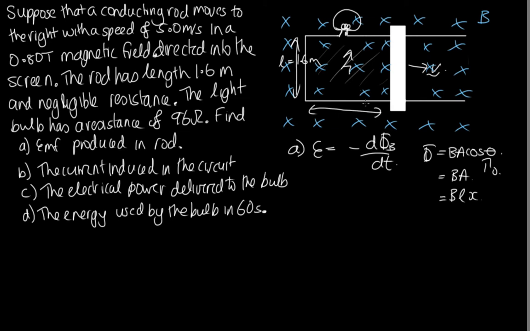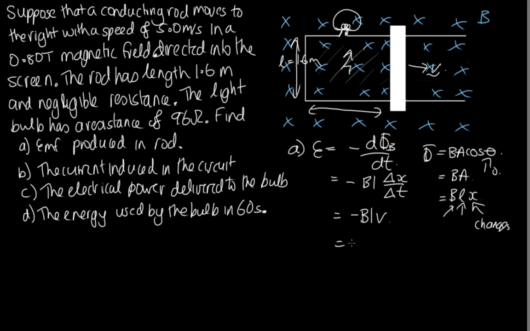And now the only one of those which is changing, because what we care about is the change in the flux, B is constant, L is constant, so x is the thing that changes. And so our EMF is equal to minus BL times the change in x over the change in t. Now the change in x over the change in t, well, that's what a velocity is, and we've got the velocity in this direction. So this is equal to minus BLv, and now we can just substitute everything in.